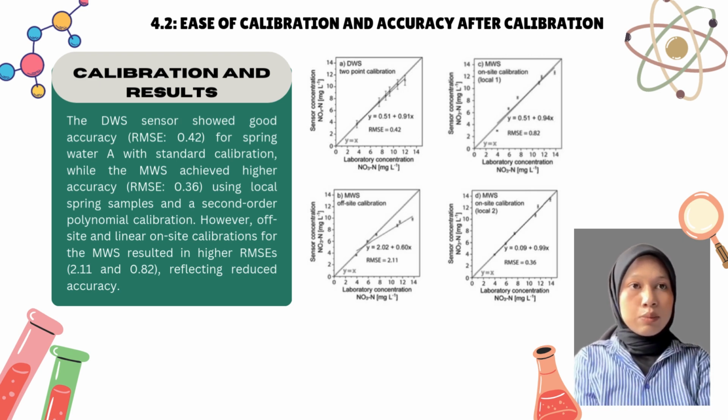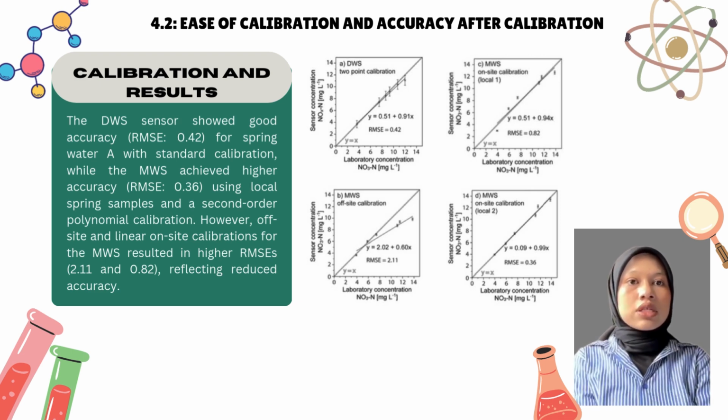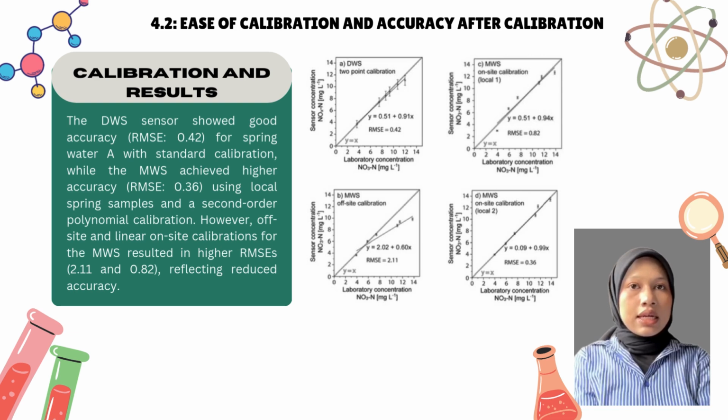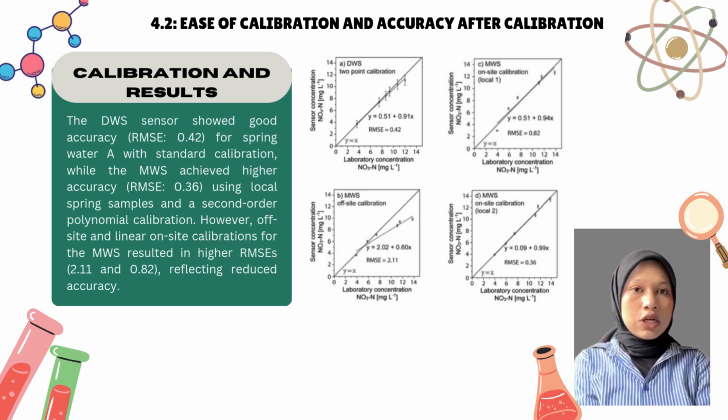The DWS sensor demonstrates good accuracy for spring water A with a standard 2-point calibration, achieving an RMSE of 0.42. In contrast, the MWS system achieved even better accuracy, RMSE 0.36, when calibrated using local spring samples and a second-order polynomial model. However, the accuracy of the MWS system declined with off-site calibration and linear on-site calibration, resulting in higher RMSE values of 2.11 and 0.82 respectively.